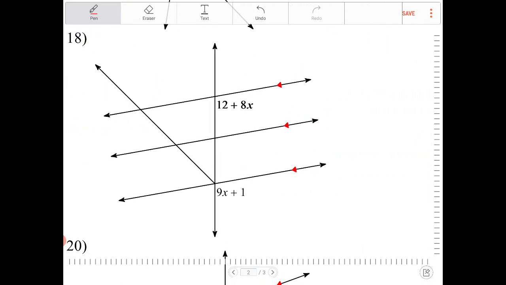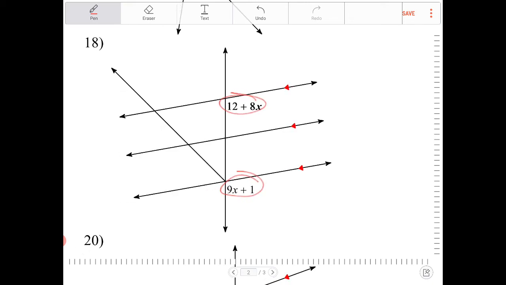Question number 18. Since these two angles are corresponding angles and all three lines are parallel, that's how I know that they will be the same. So therefore, I will say 12 plus 8x will equal 9x plus 1. Subtract 8x, subtract 1, I end up with x is equal to 11. Since x is equal to 11, I will have 12 plus 8 times 11, so that's 88 plus 12, or that's 100.